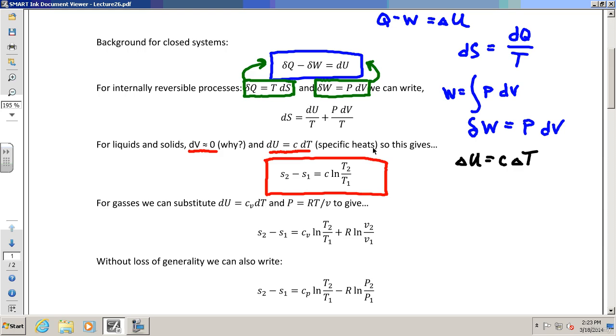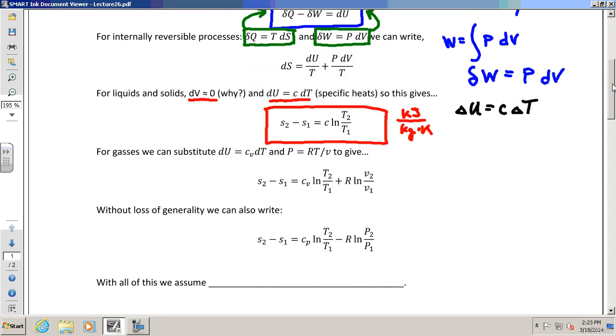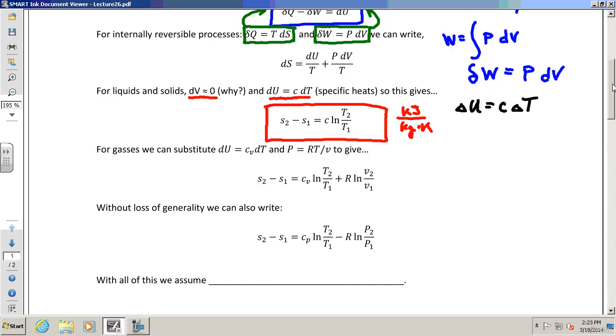Now, notice that specific entropy, little s, is per mass. So the units here are going to be kilojoules per kilogram K, because it's per mass. That's a very important equation. Anytime you have a liquid or a solid and you need an entropy change, boom, there's your equation. There's your analysis.